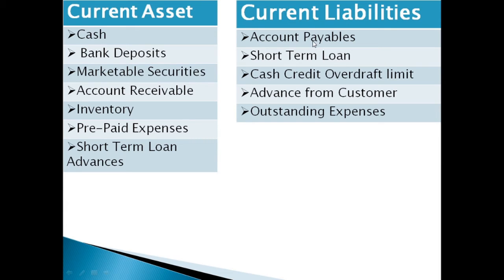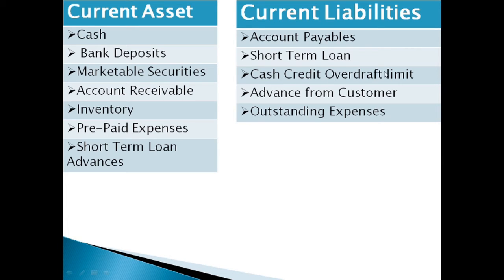Accounts payable: employee salaries, raw materials cost, electricity bill, rent of an office, all these expenses you have to pay on a regular basis. So those are called accounts payable. Short term loan: if you have taken any kind of short term loan to run your business, now you have to pay interest and the loan amount. So those are called current liabilities.